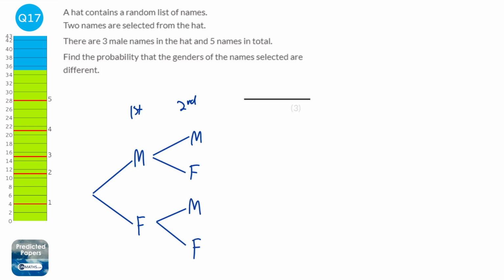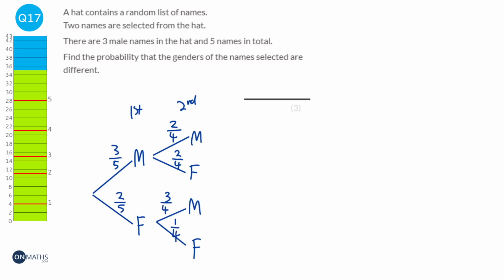And looking at the questions, there are 3 male names in the hat and 5 names in total. So the fractions for the first one will be 3 over 5. If there's 3 male names, there'll be 2 females. Now, if we've picked a male name already, there'll be 2 left and 4 left in total. If we haven't picked a female, there's still 2 females, but there's 4 left in total. If we picked a female, there'd still be 3 males and only 4 left in total, but there'd only be 1 female name left.